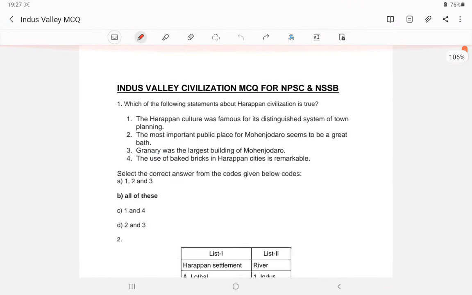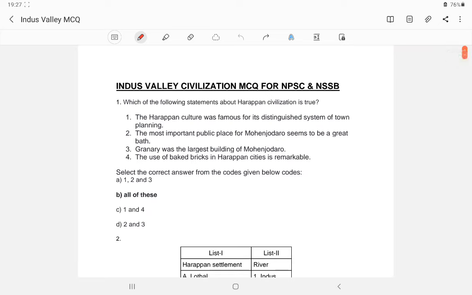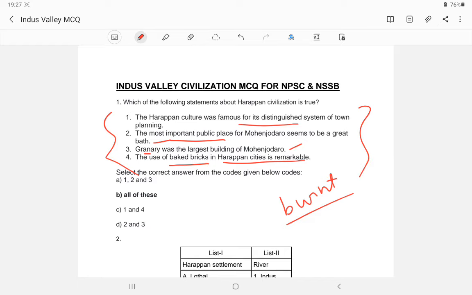First question. Which of the following statements about the urban civilization is true? The urban civilization is known for its distinguished system of town planning. Correct. The most important place in Mohenjo-daro is the Great Bath, which was used for religious ceremonies. The granary is also there. In Mohenjo-daro, we know burnt bricks were used in the urban civilization. So all of them are very peculiar to the urban civilization. So the answer is all of these.